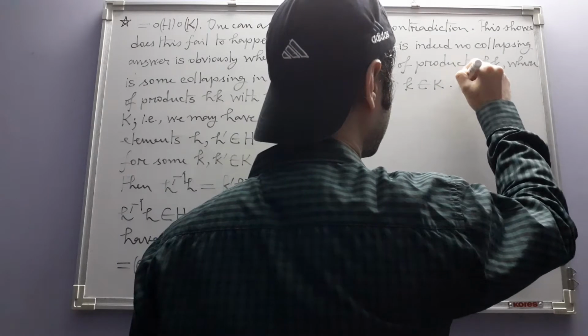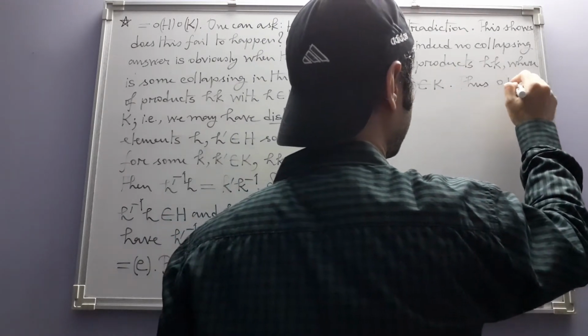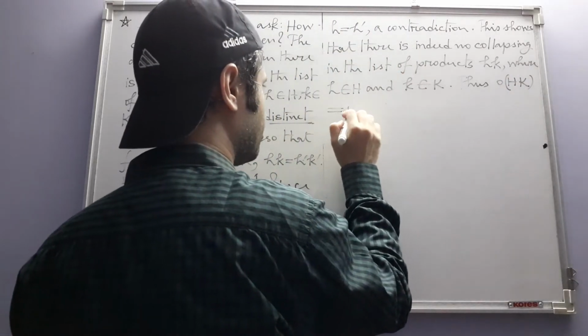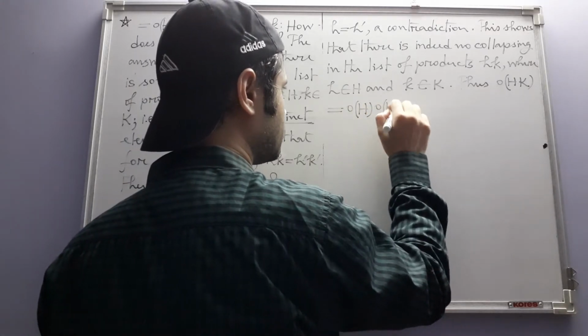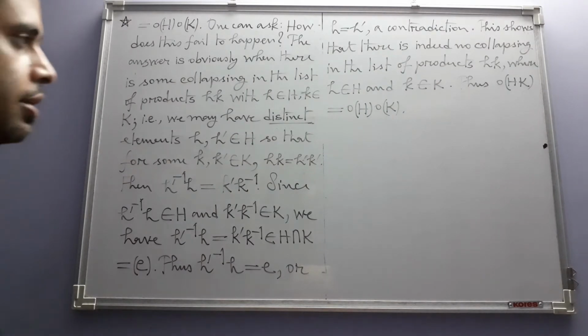Thus, order of HK is in fact equal to order of H times order of K. Now we handle the general case.